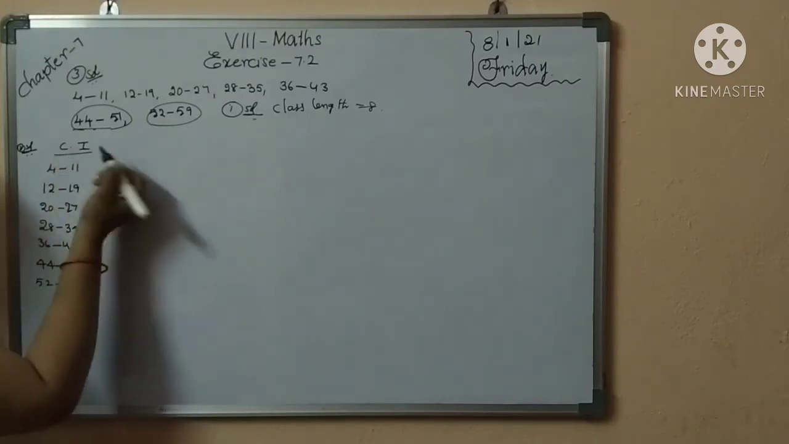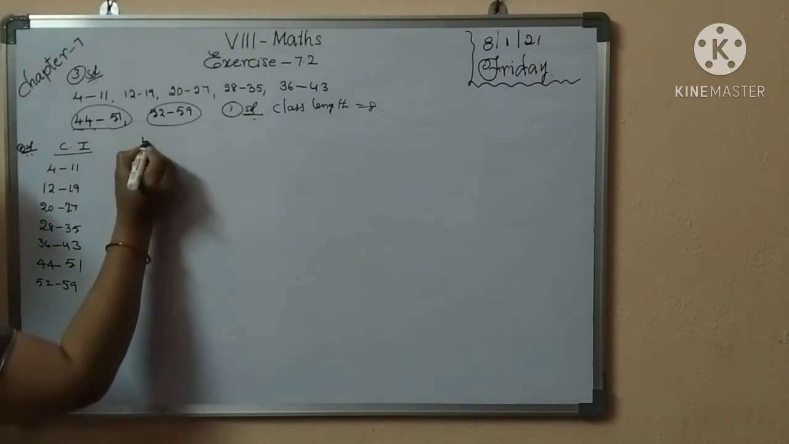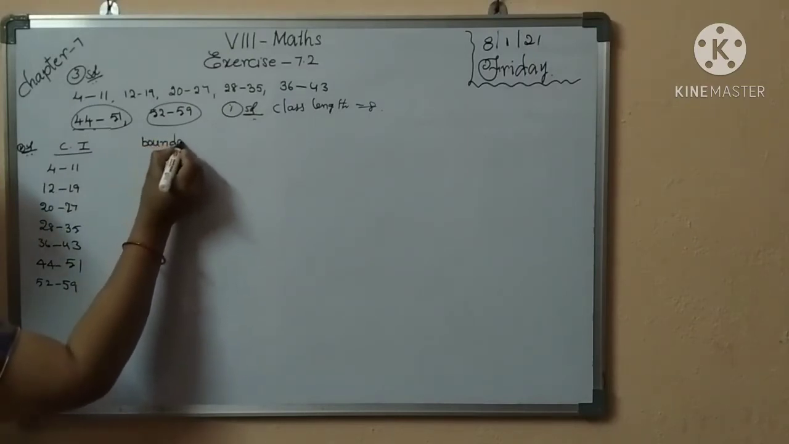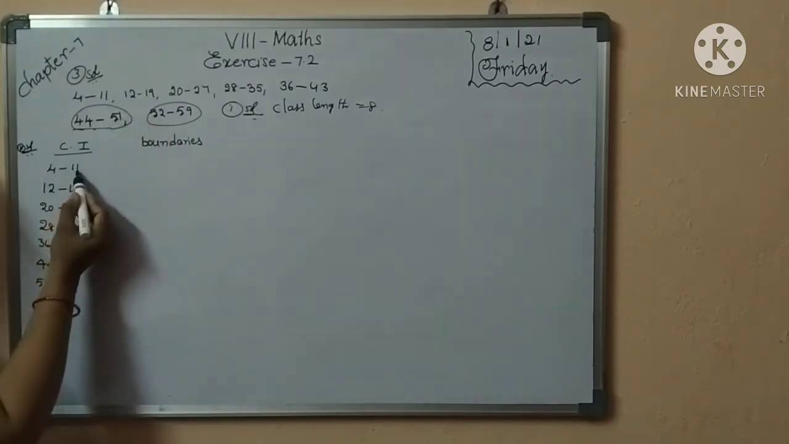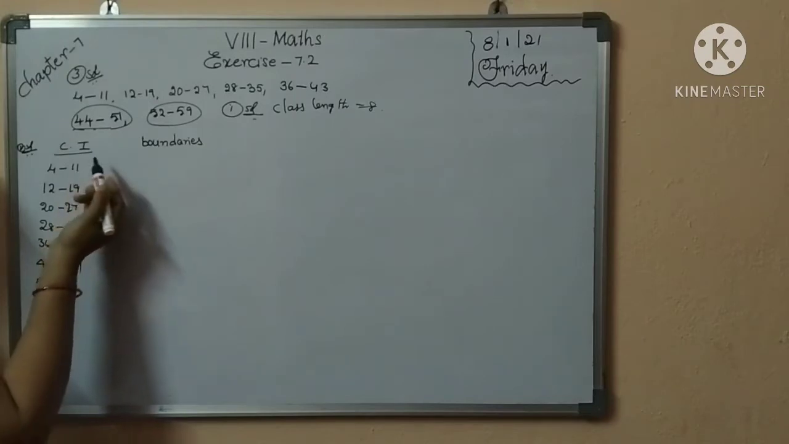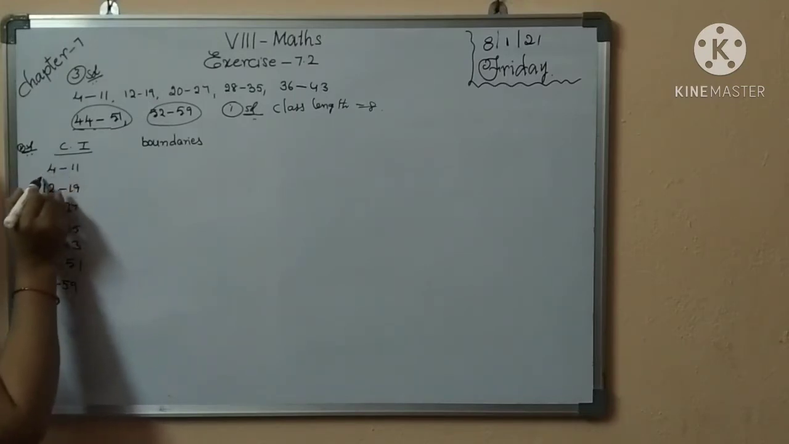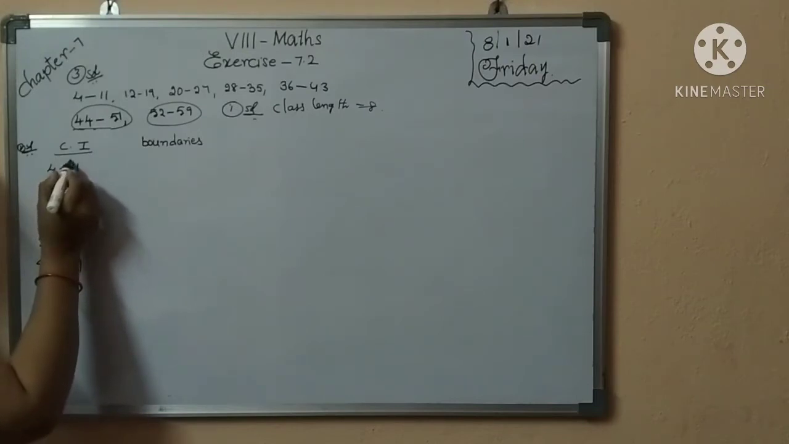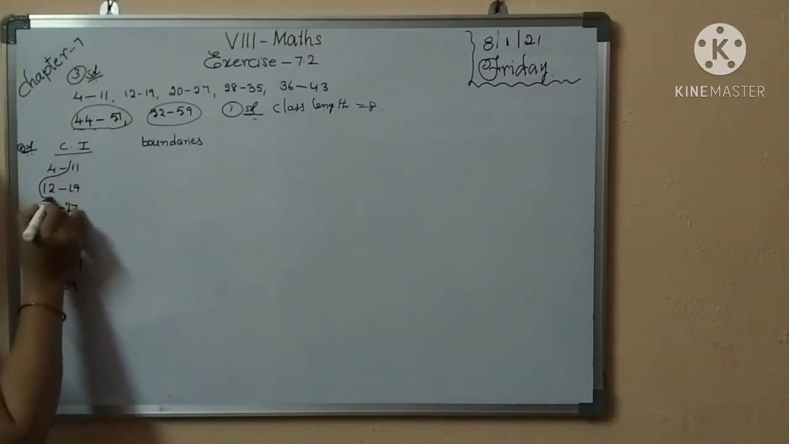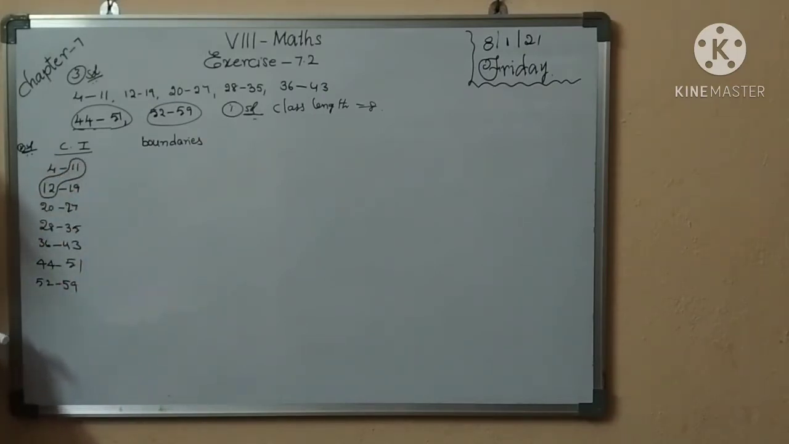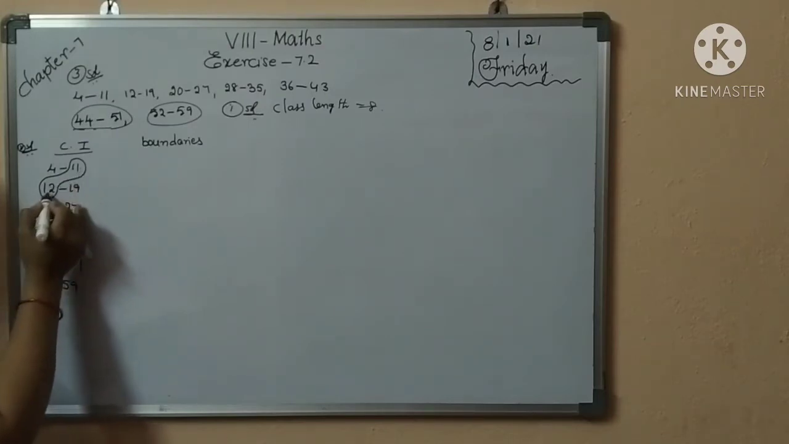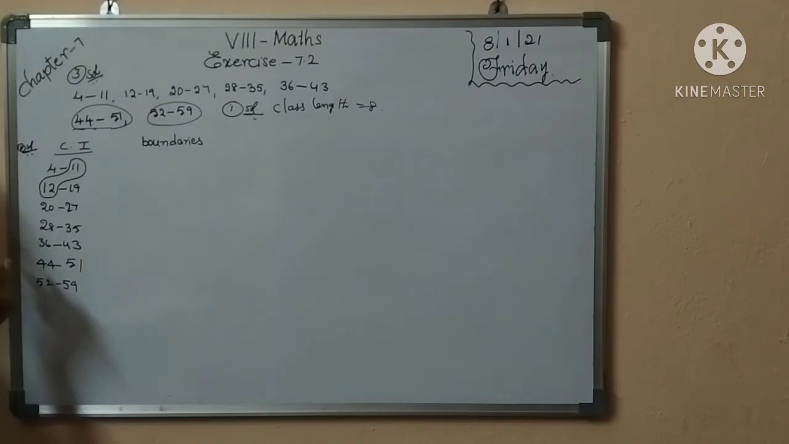Given the class intervals, we know the boundaries. For the first class, the upper boundary is the average of its upper limit and the next class's lower limit. The average means 11 plus 12, which is 23. Average means you have to take 2 observations, so divide by 2.